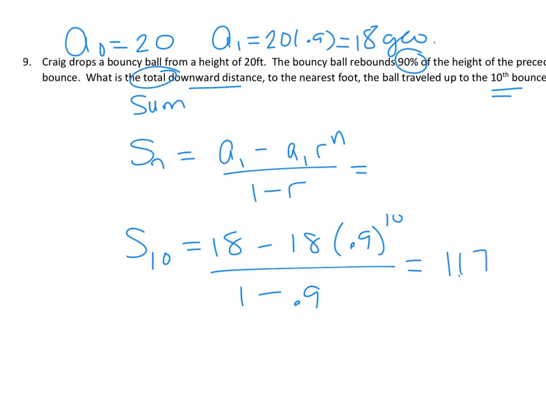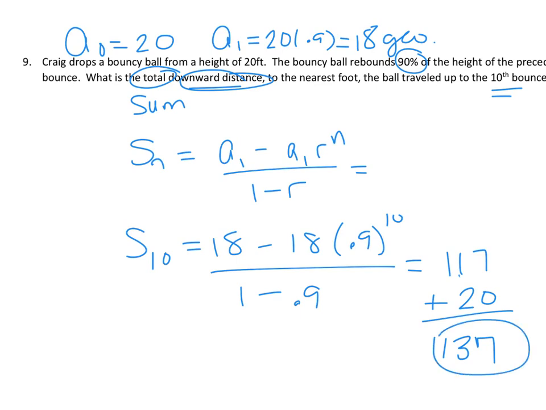But you have to remember that the zero height was 20 feet. So even though you get 117 from the 10 bounces, you have to add the initial height because we're trying to figure out the total downward distance. So the answer is 137 feet.